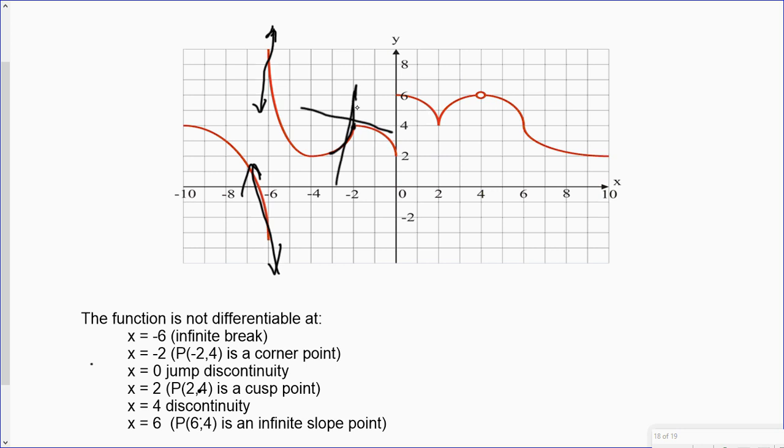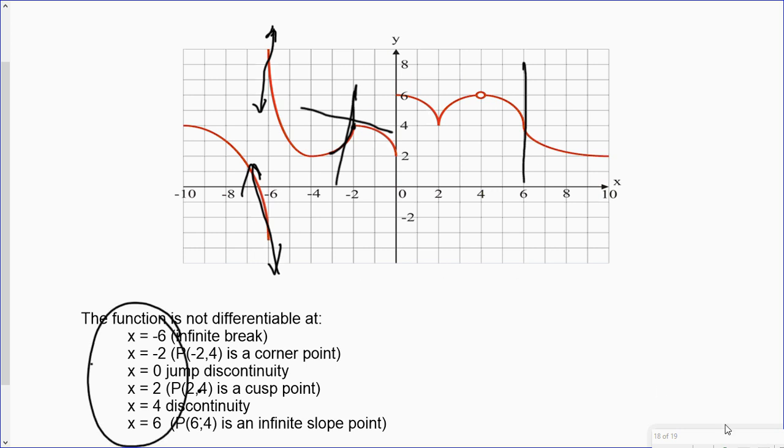At 0, there's a jump discontinuity, so it's not differentiable. At 2, there's a cusp point, so it's not differentiable. At 4, there's a discontinuity, so it's also not differentiable. And then there's an infinite slope at 6 here. And those are all the places where it's not differentiable at these points.